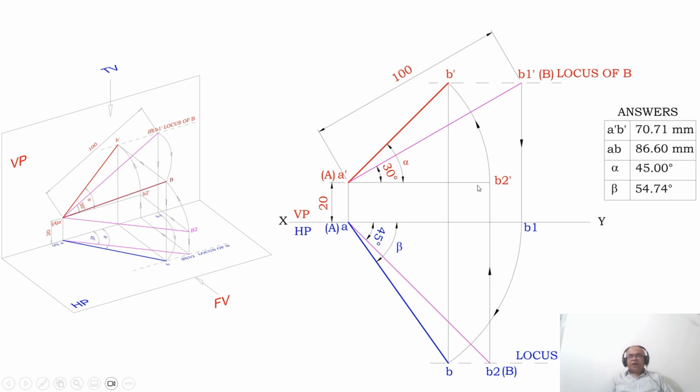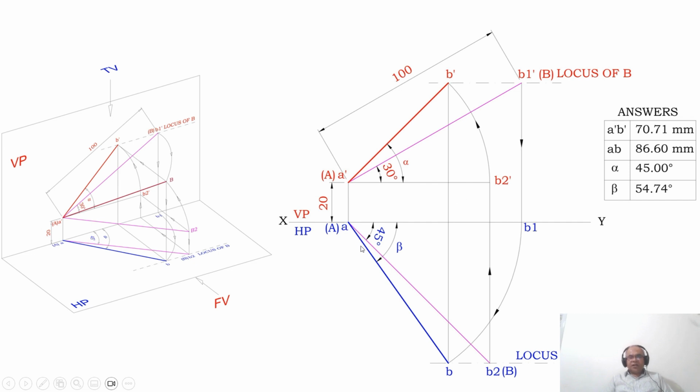Then, after that, what have you done? With A as center, taking the radius of AB1, you draw an arc such that it cuts the locus of B in the top view. So you mark that B and join AB with a dark line. Similarly, with A dash as center, taking the radius of A dash B2 dash, you draw an arc such that it cuts the locus of B in the front view. And you mark that point as B dash and then join A dash B dash with a dark line. And when you join B dash and B, both will lie on the same line.